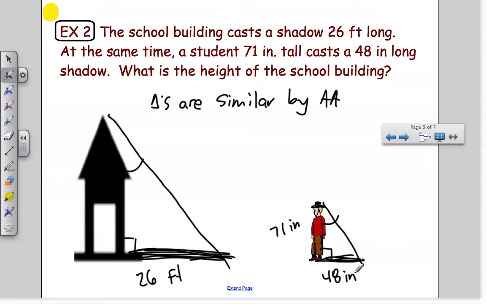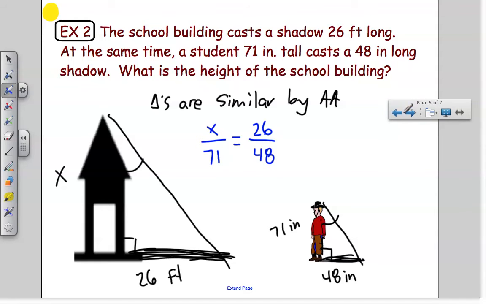Here's his shadow, 48 inches. What's the height of the school building? How tall is the school building? We'll call it X. And I know if I compare the heights, the height of the building is X, the height of the person is 71, to the shadows, the shadow of the building was 26, shadow of the person is 48. These should be in the same ratio.